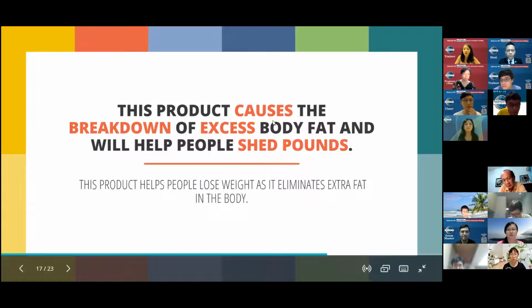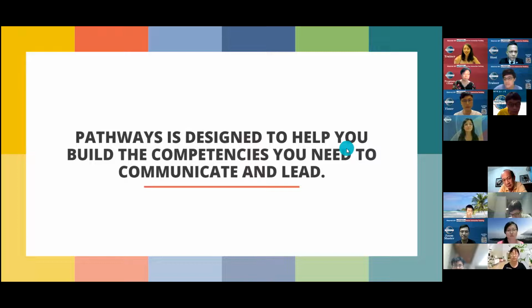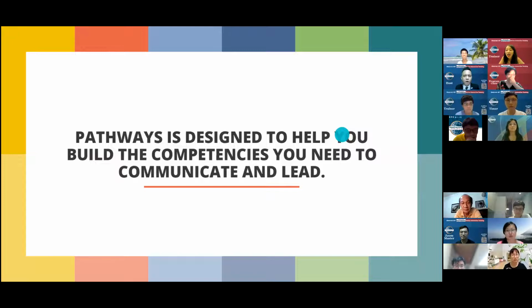Okay, and then we have a third example. This is connected to our topic today, Pathways. Pathways is designed to help you build the competencies you need to communicate and lead. Do we have anyone in our audience that would like to give it a try? If not, someone, yes. Toastmaster, yes, for sure. Can you turn on your mic?